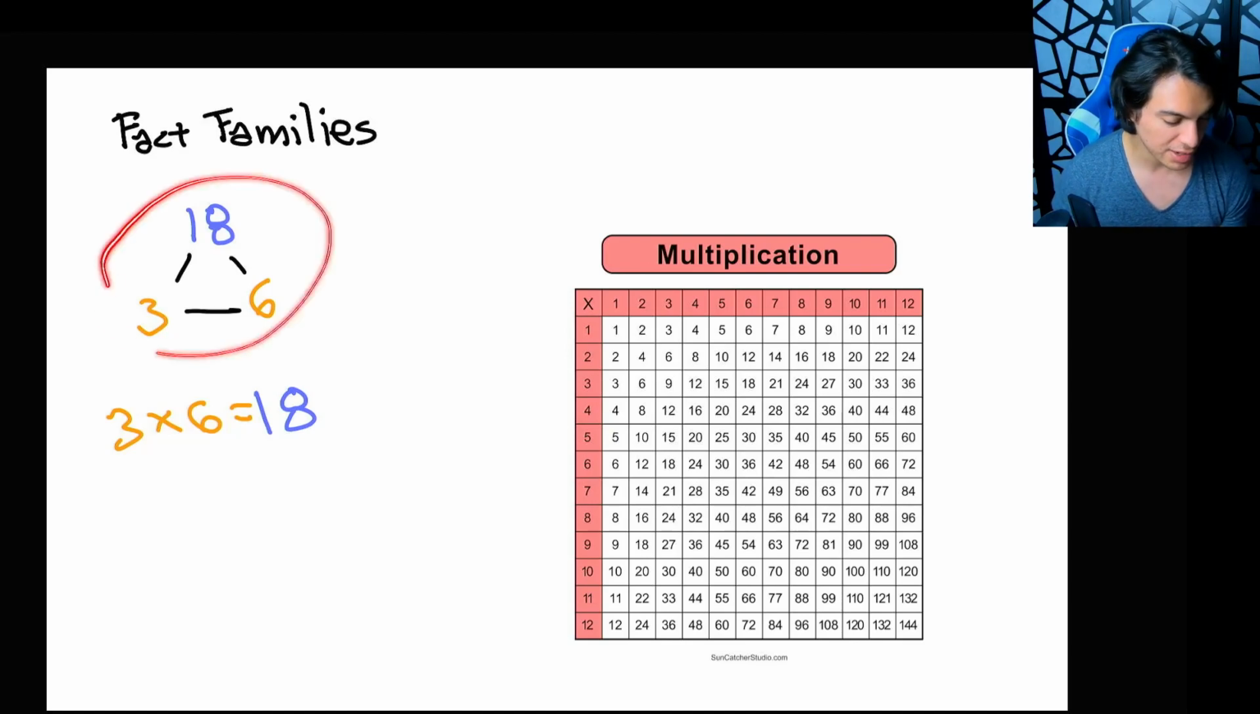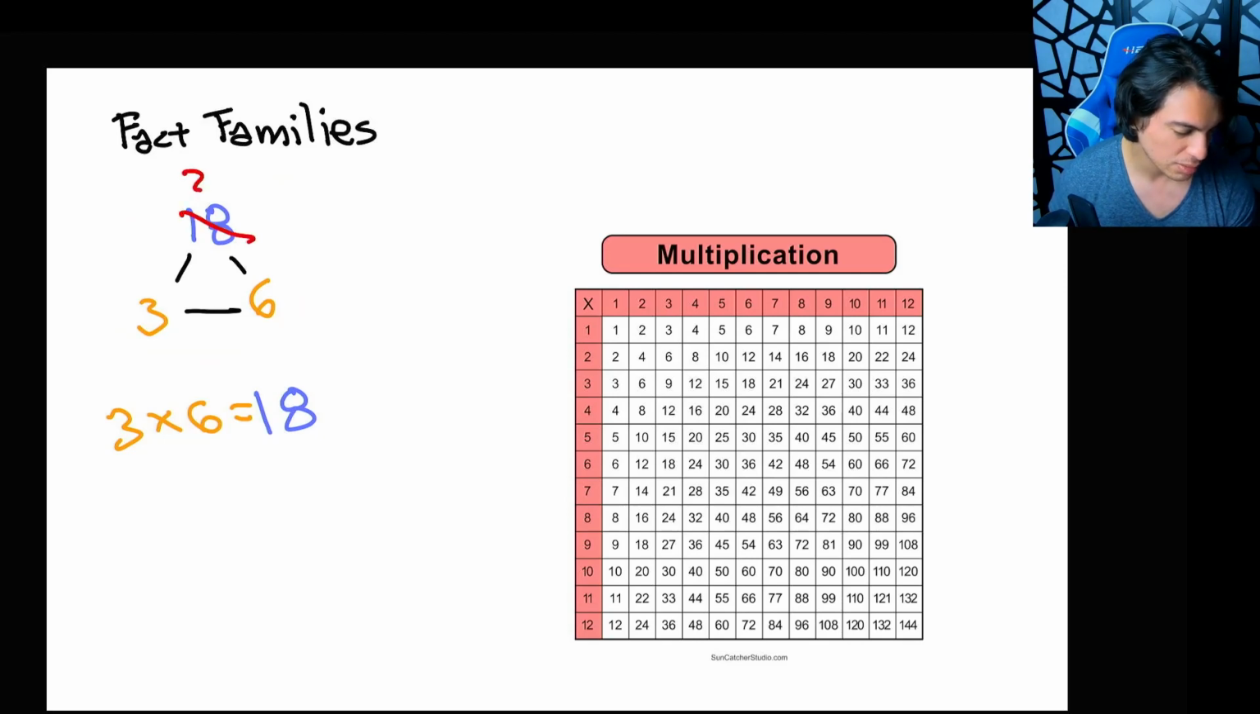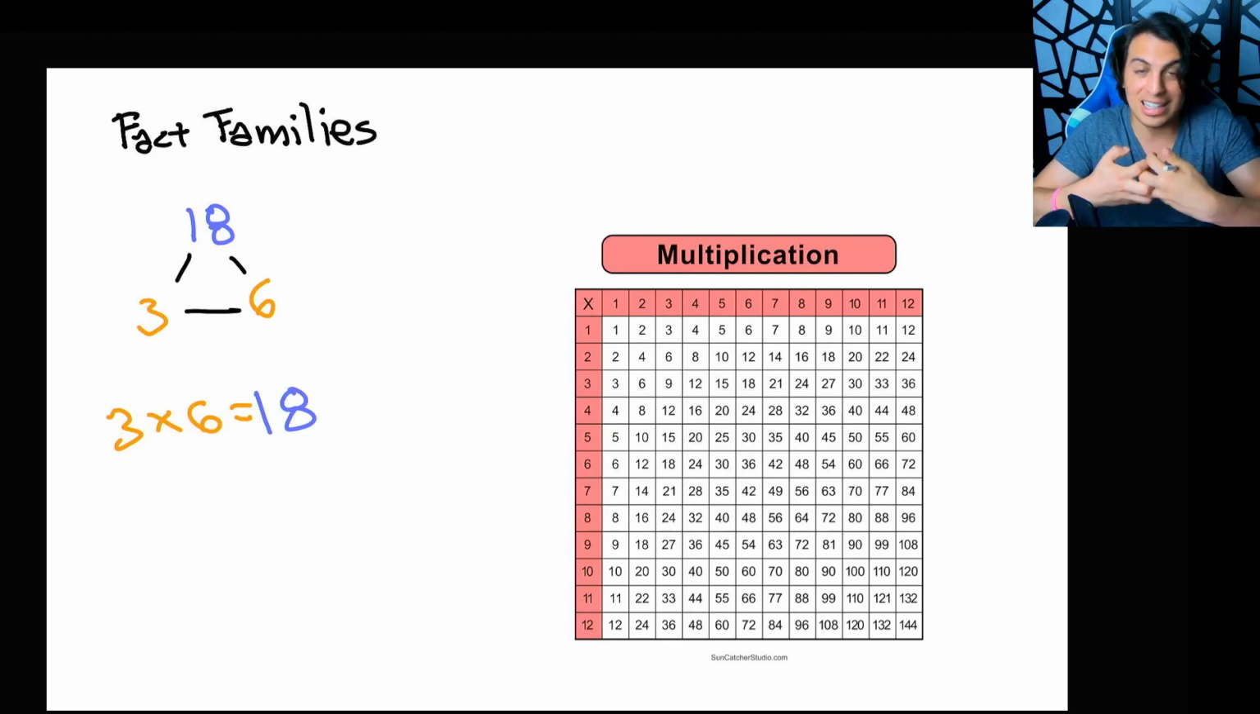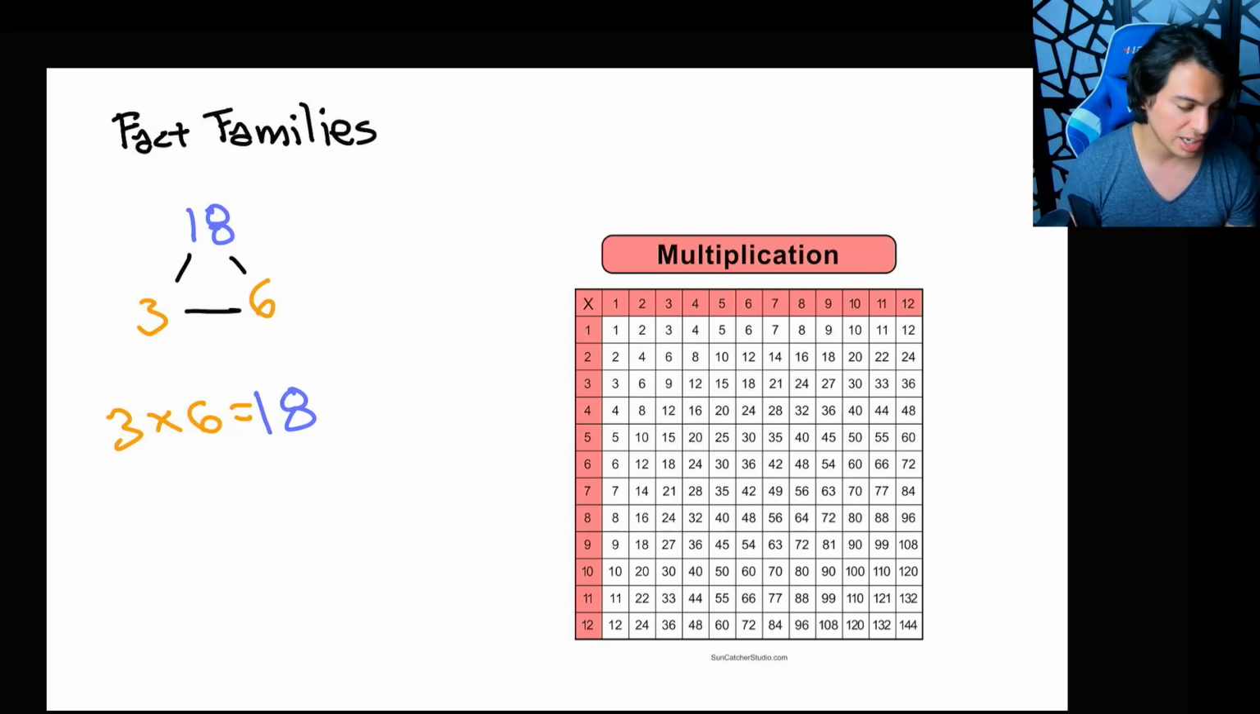This is a family. I can't replace this part of the family with something like 28 because that's just not true. 3 times 6 is not 28. Sorry, you're not part of the family. And if I did 6 times 3, well, that's still not 28. 28 is not part of that family. So I say they're locked together. That's it. That's a fact family. You can't change that.